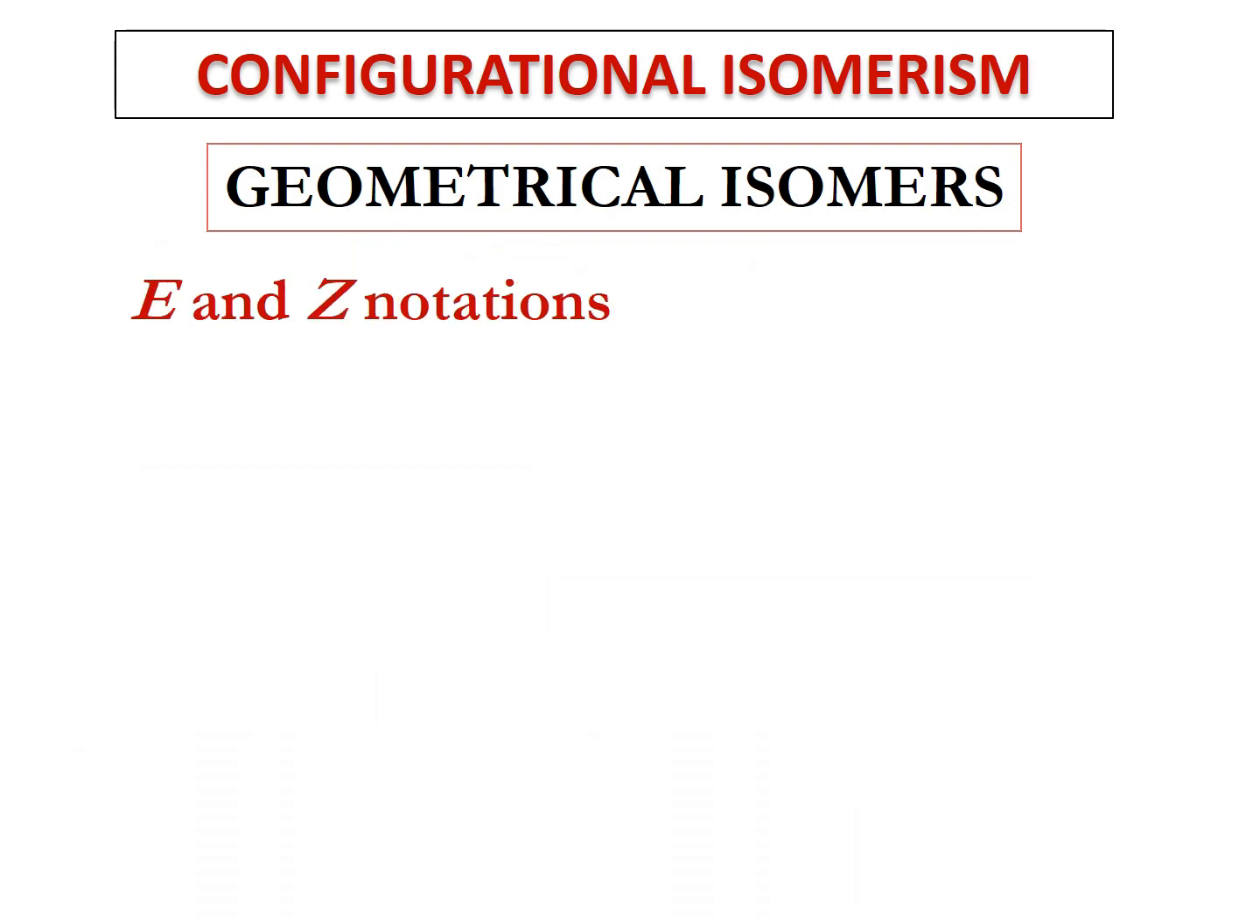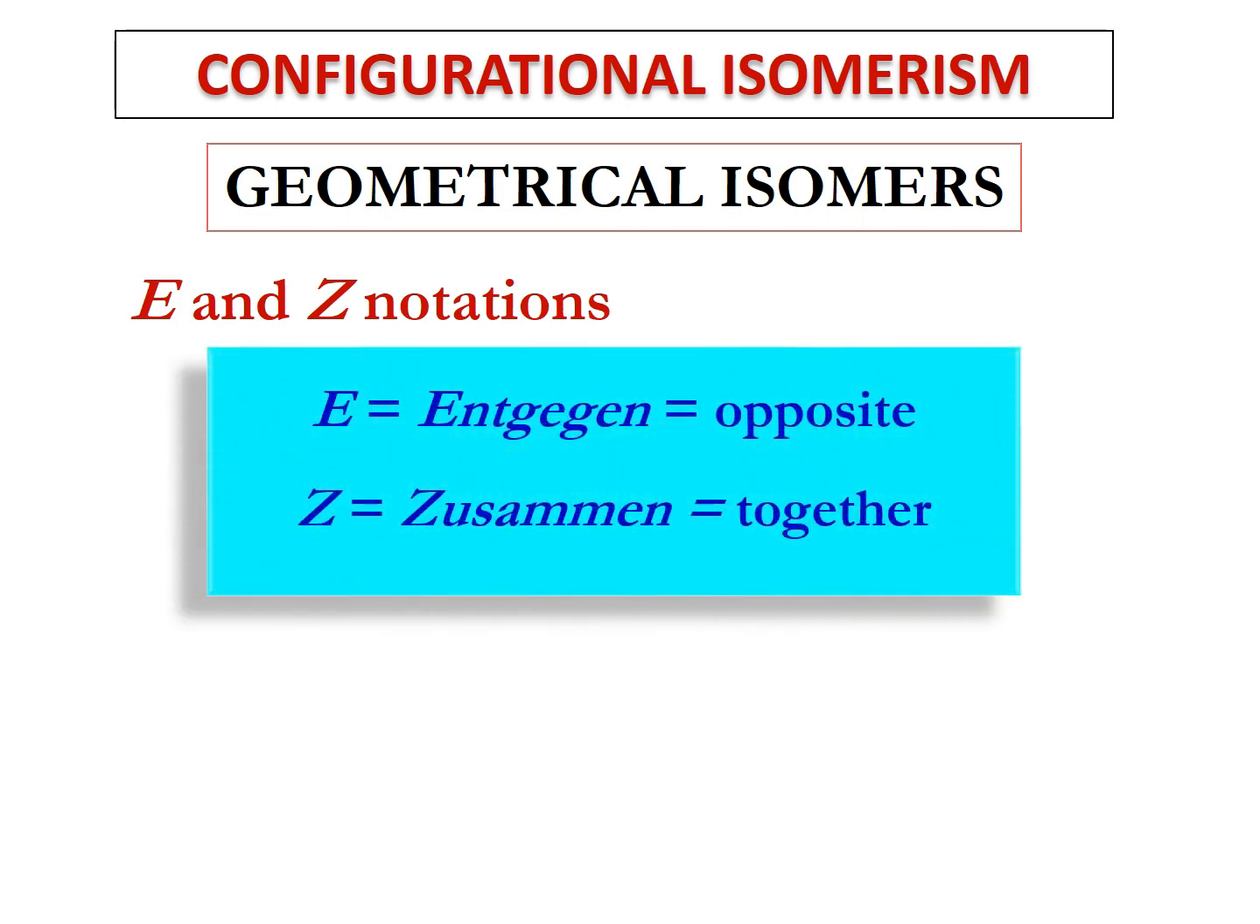Another type of notation that you can use for defining or differentiating between geometrical isomers is the E and Z notation. Now let's see what E and Z notation means, or how you can differentiate between them. So E is from a German word Entgegen, which means opposite, and Z is from zusammen, which means together.